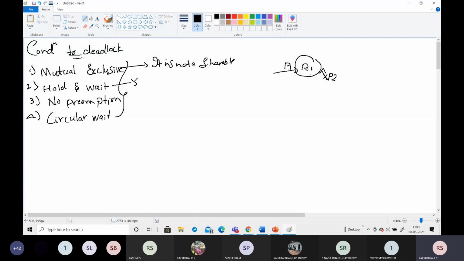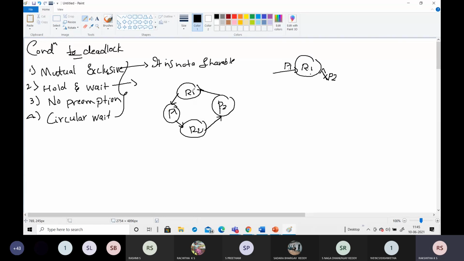Next is hold and wait. In the same example I gave, there will be two different resources, R1 and R2, and P1 and P2. R1 is the resource held by P1, but P1 is requesting R2, and R2 is held by P2. But P2 in turn is requesting the resource R1. So here no one can execute independently. One depends on another, and again another is calling another. Everything is dependent on the other.